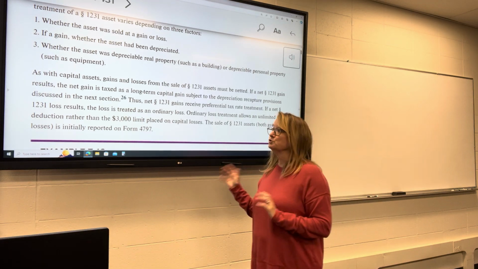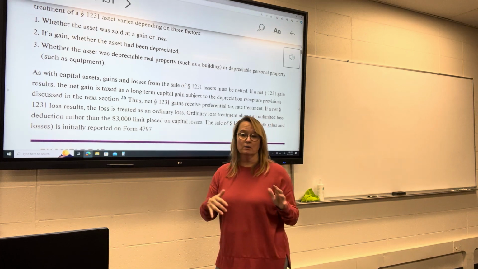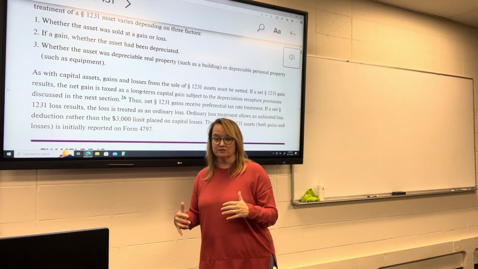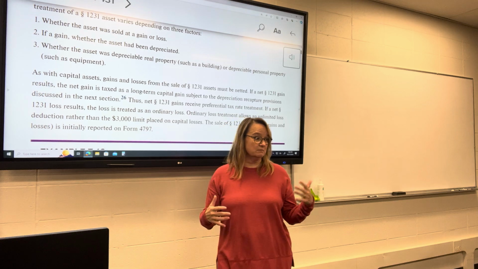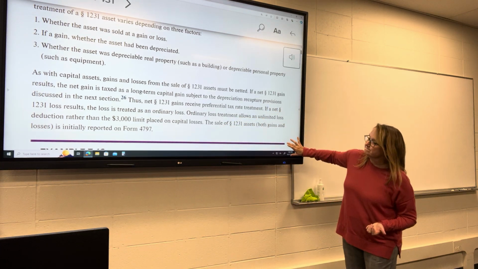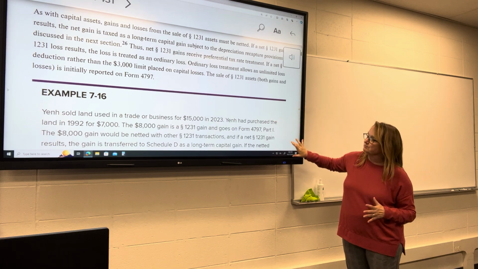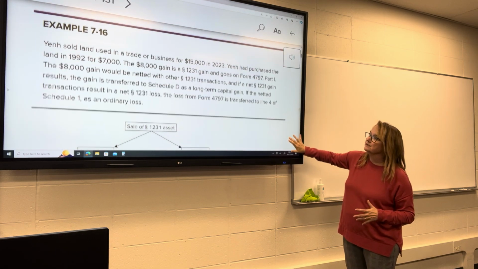But with the 1231 assets, when we have a loss, there is no limit to what that loss could be. So it can offset more of your other income, okay? Again, we're going to use that 4797 when we're completing this. So let's look at an example here.